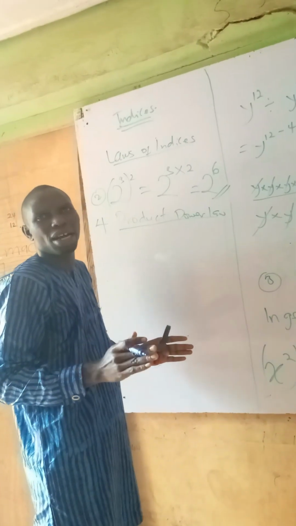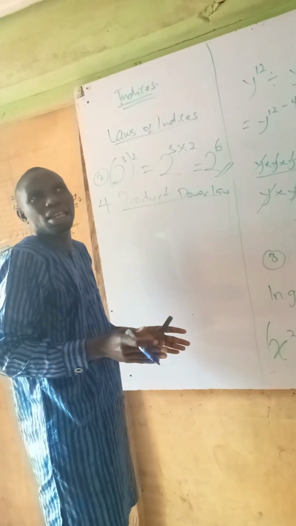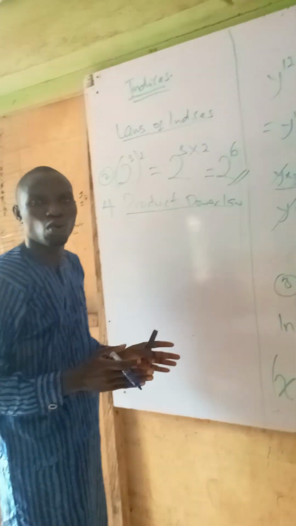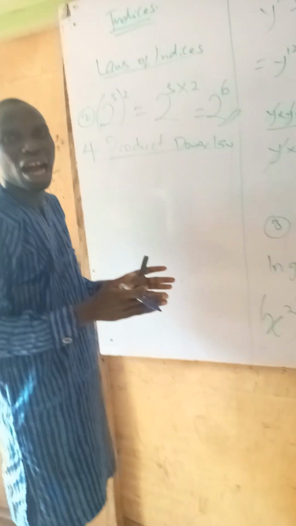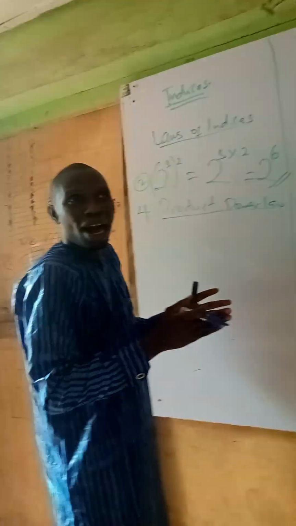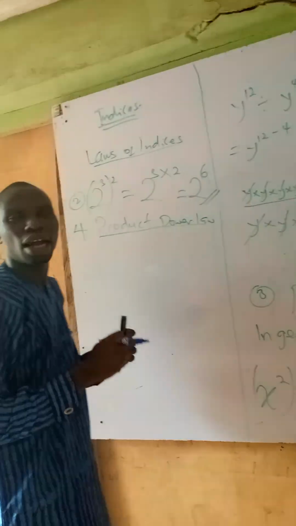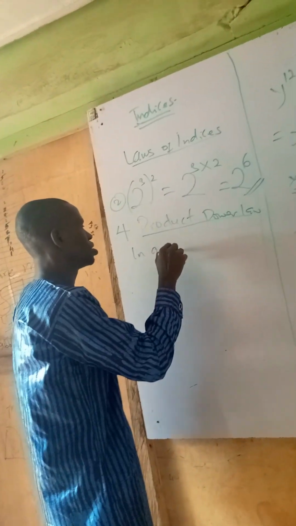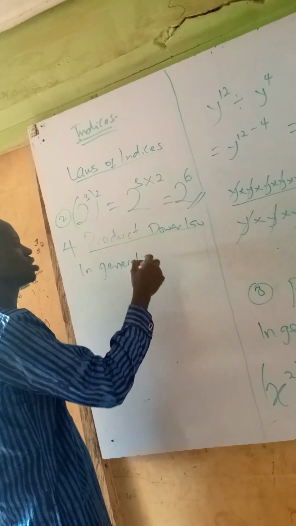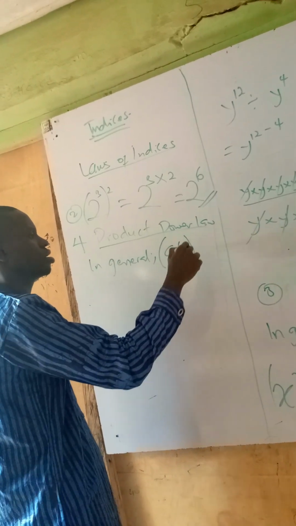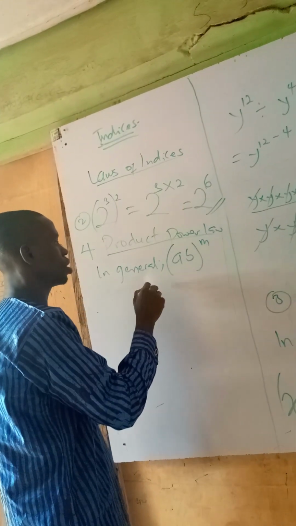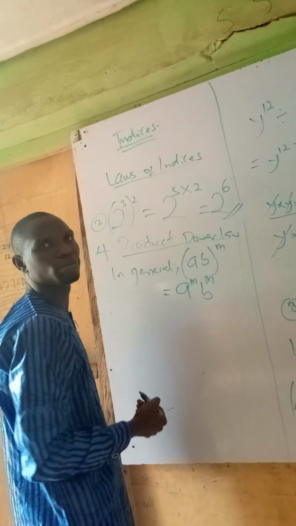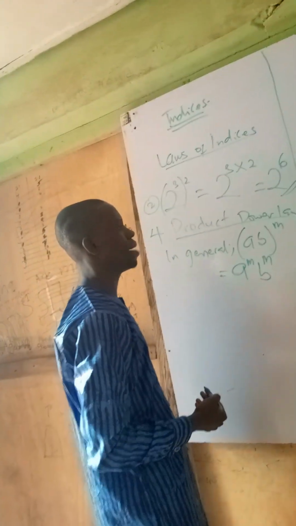This product power law says when you have the multiplication of 2 numbers in a bracket, and now they have power outside, it means the 2 numbers which are products in the bracket share the same power, and that is why they come into one bracket. So let's see what we are saying. In general, this law says (AB) raised to the power of n is the same thing as A raised to the power of n, B raised to the power of n. That is product power law.